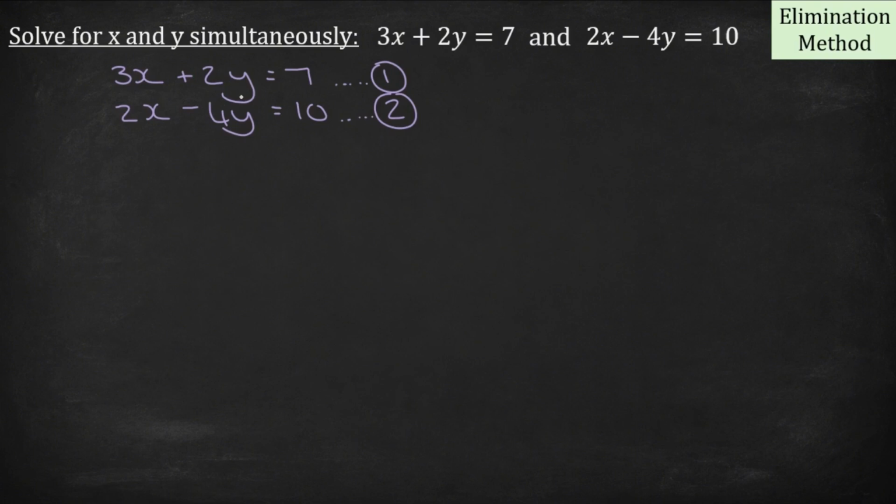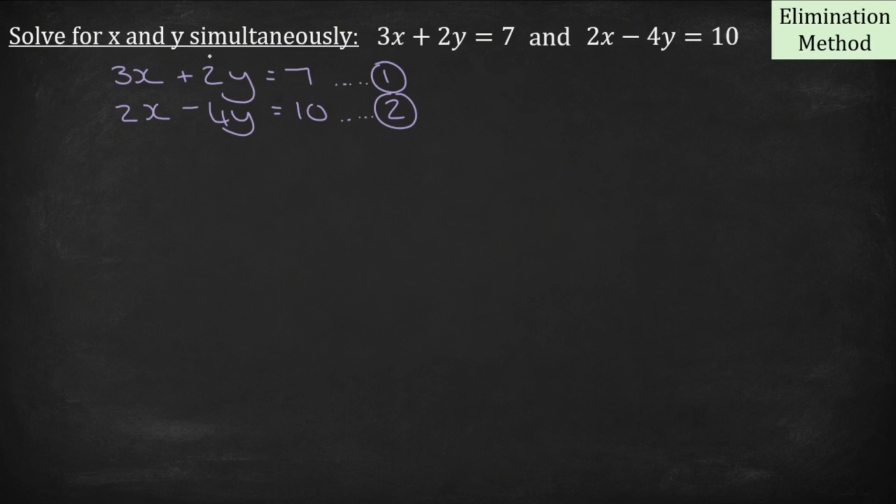Now, the y terms will be the easiest to work with. Why do I say that? Because 4 is a multiple of 2. Equation 1 contains a positive 2y, while equation 2 contains a negative 4y. If I multiply equation 1 by 2, that positive 2y will become positive 4y. We will then have a positive 4y, and in this equation a negative 4y. That means when we add equation 1 and 2, these two terms will cancel. But let me show you exactly how we're going to do this.